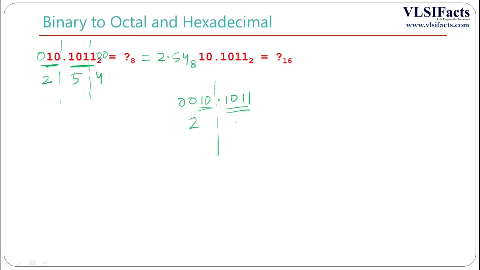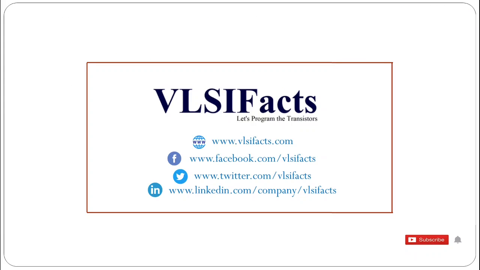this will be b. So the equivalent hexadecimal number of 10.1011 in base 2 will be 2.b in its hexadecimal form. That's all for this lecture. In this lecture, we have discussed conversion of different number systems.